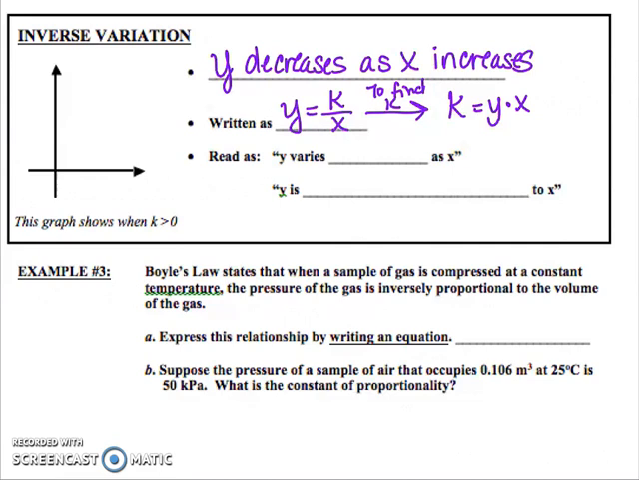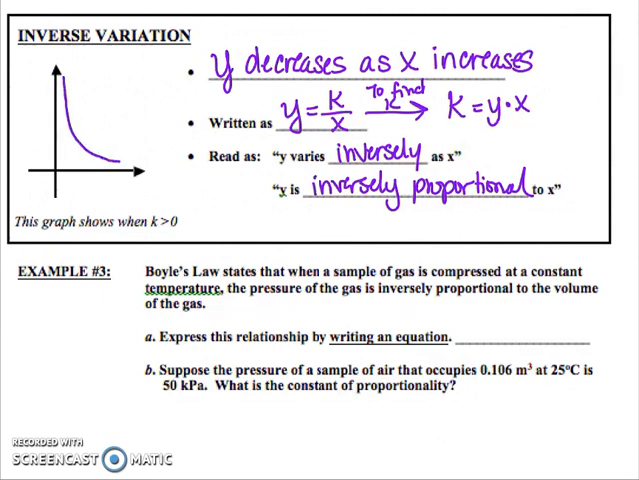This is read as y varies inversely as x, or we could also say y is inversely proportional to x. And so what this looks like is something like that. So it's kind of a curve. As our x values get bigger, our y values start decreasing.